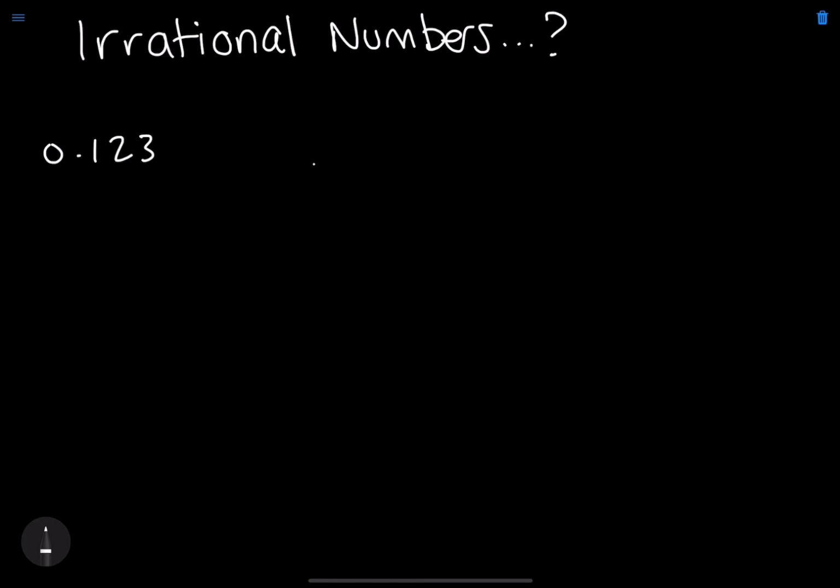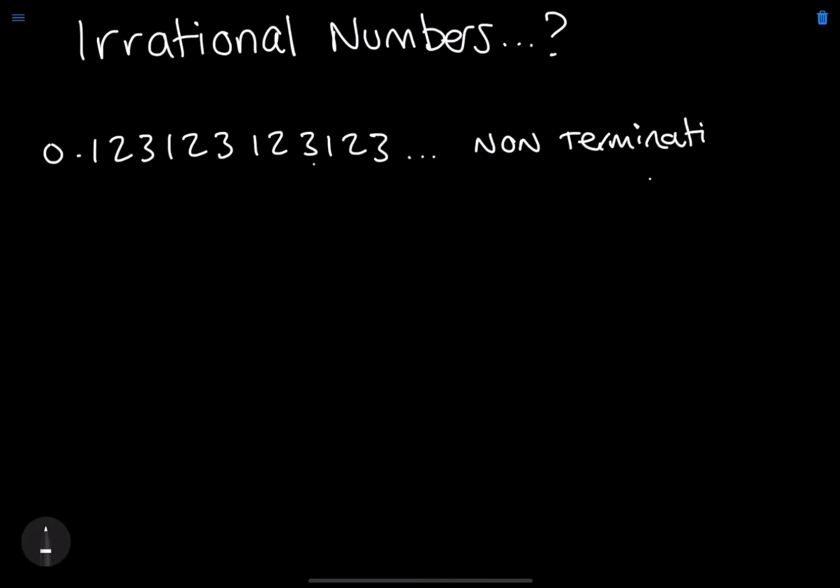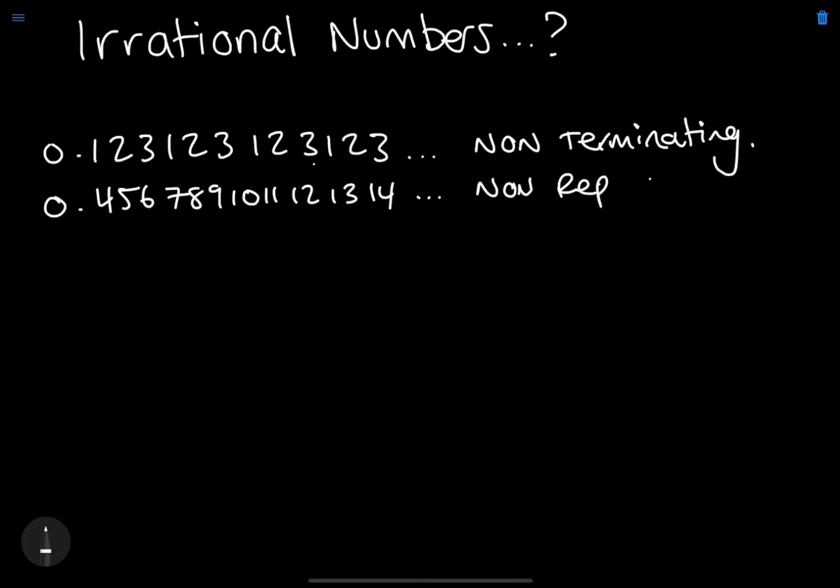So for example, 0.123123123123, and so on and so forth, is non-terminating. It goes on and on forever. Then there's a number whose decimal point never repeats. So this is called non-repeating. So 0.45678910111121314, non-repeating. So when a number has a decimal that is non-repeating and non-terminating, then that number can be considered an irrational number.